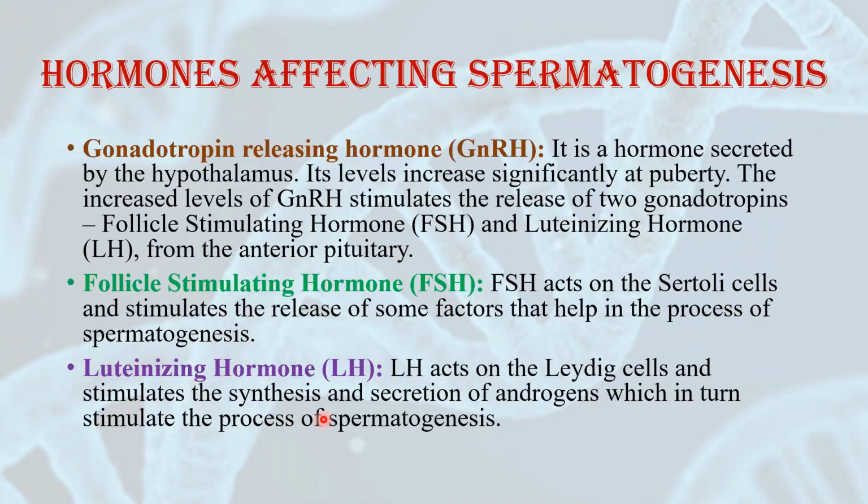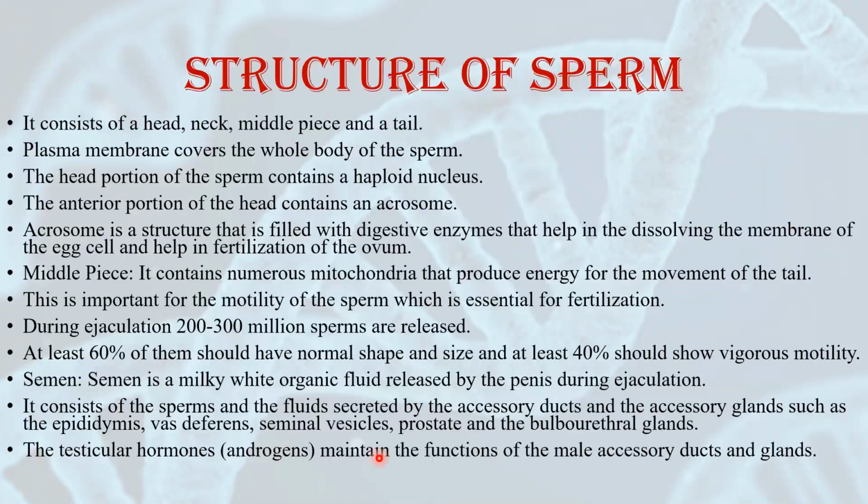Luteinizing hormone will act on the Leydig cells and they will stimulate the synthesis and secretion of androgens. If you remember these Leydig cells, Sertoli cells, we have done in the male reproductive system. What is the function of Sertoli cells? They provide nourishment to the developing sperms. What is the function of Leydig cells? They release the androgens. So here androgens are released and these androgens will stimulate the process of spermatogenesis. So that was about spermatogenesis.